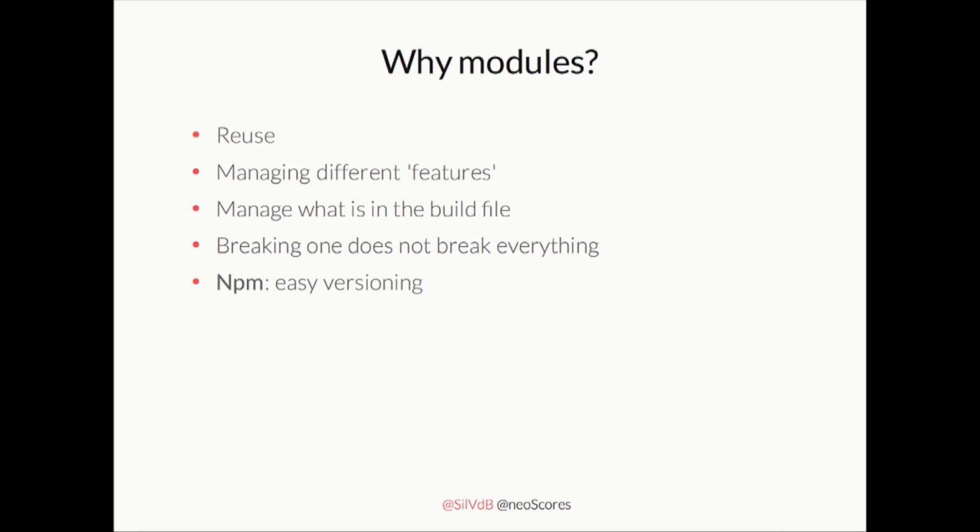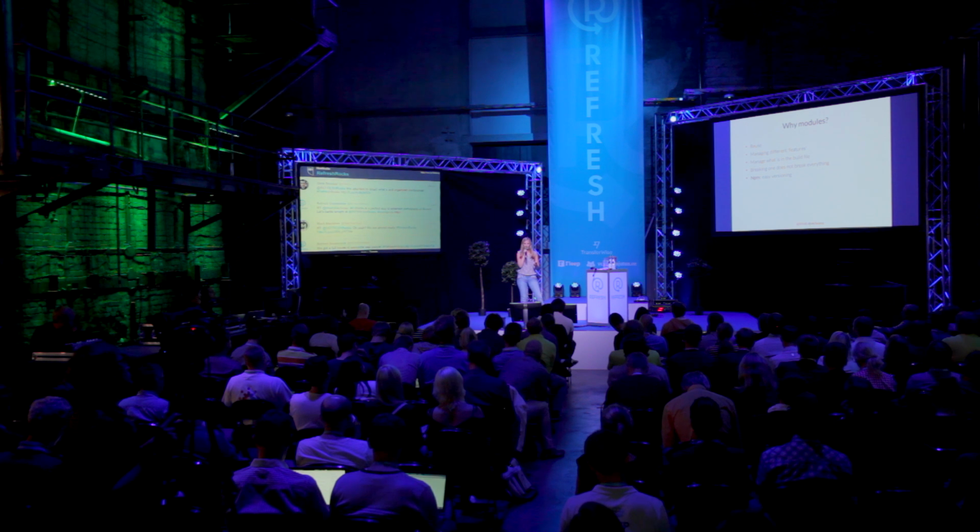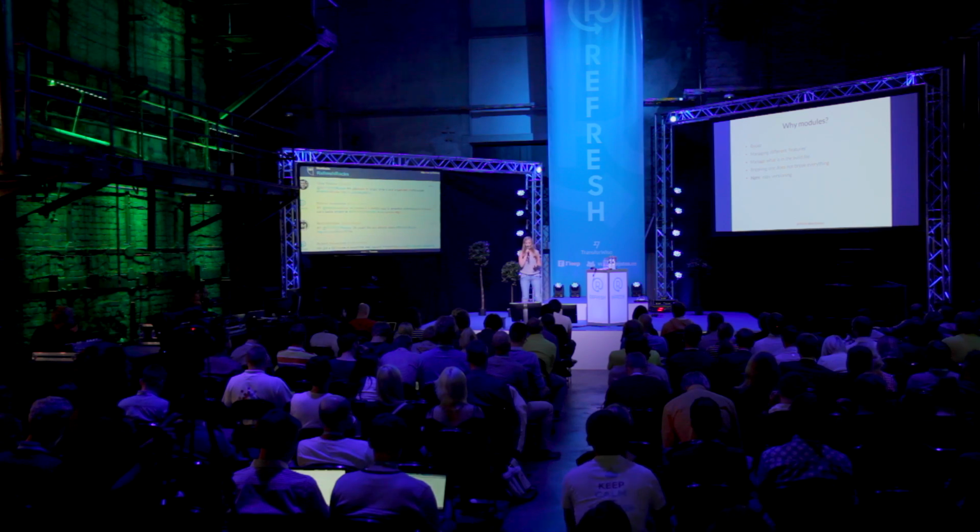So first of all, reuse. At neoScores, we have our viewer on one hand, but we also have a previewer, which is a very small web component, a custom component that can be embedded in pages. For example, the pages of a sheet music publisher who wants to sell neoScores scores. He can embed this little previewer on his page so that users can already see what it will look like.